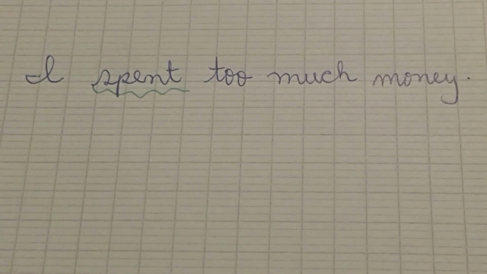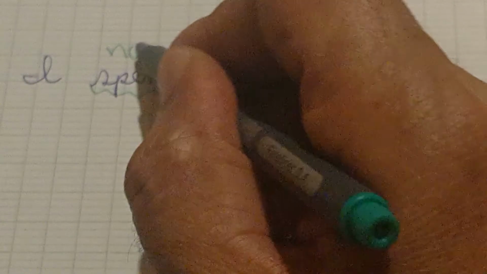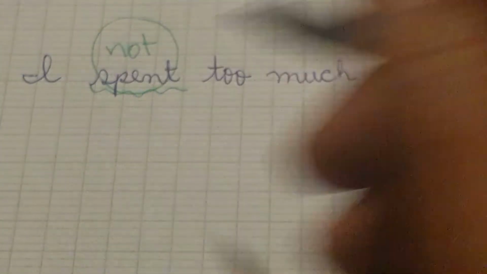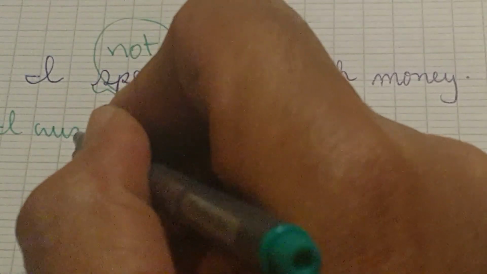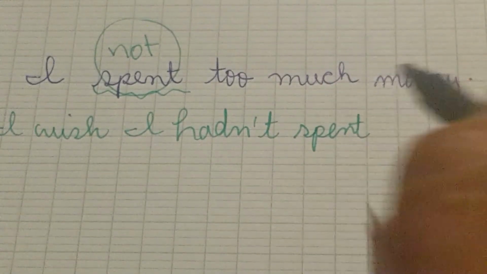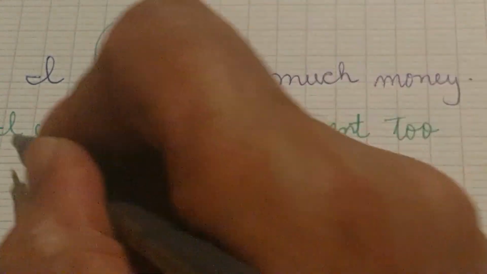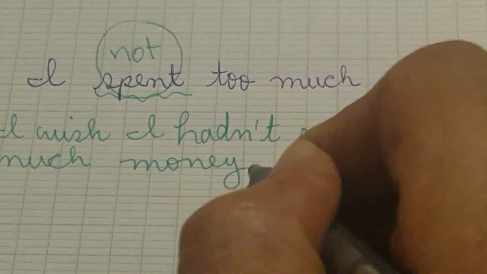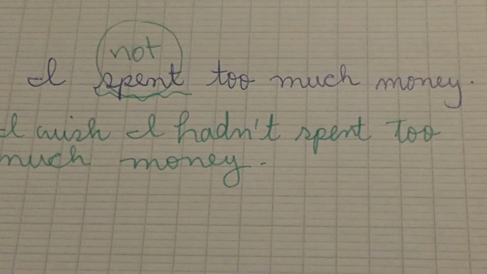Finally, we have this situation. I spent too much money. As you notice, the verb is spent, which is past. So we're going to make a wish about the past. The opposite of spent is didn't spend. So we're going to work on not spent as a verb. So I wish I hadn't spent too much money. I did it, and for that I'm very regretful.